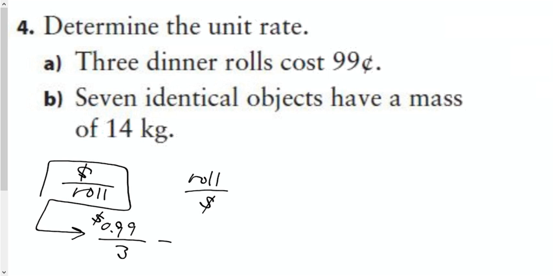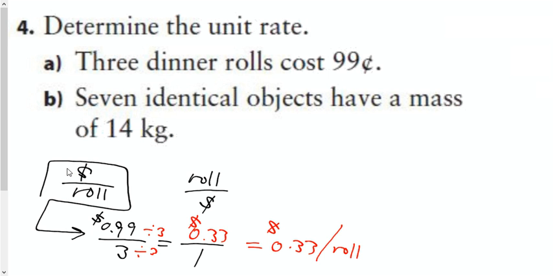Equals how much for one? Given that we can choose different methods, the one I'm going to use is simply dividing both by 3. And therefore, I have determined that the cost per roll is 33 cents per roll. When we make a unit rate and we change it to per, our line becomes a slanted line and our 1 disappears and we just say per roll.